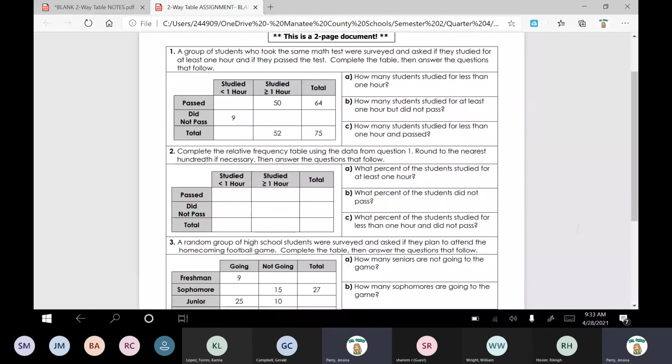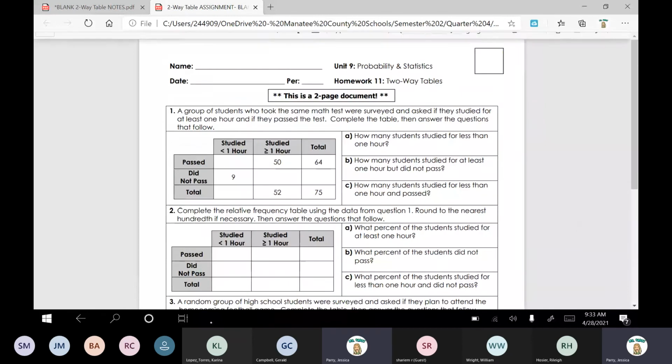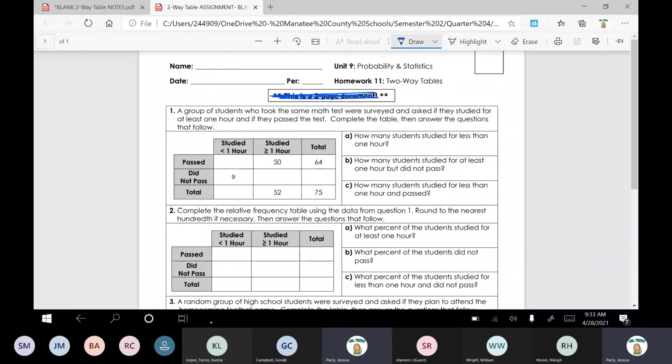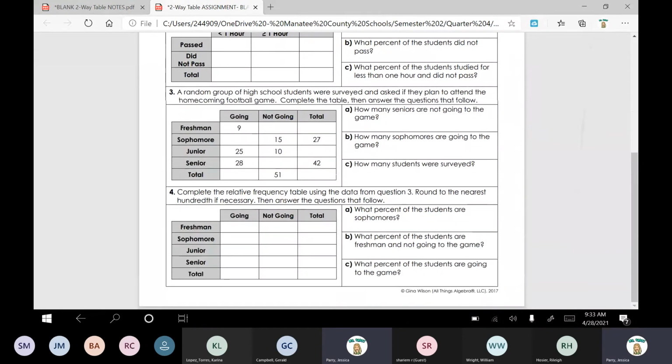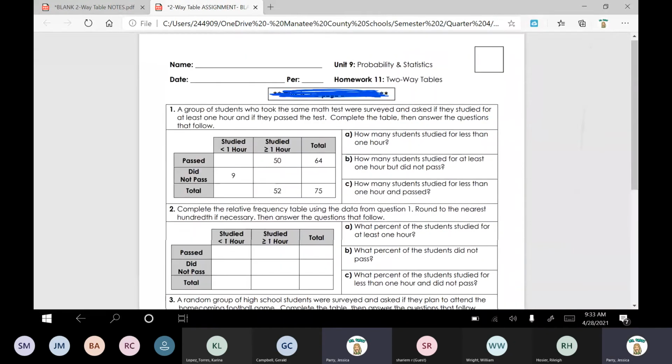There's just this one page, and I know it says it's a 2-page document, so just ignore that. I know it's a little confusing. It's only 1 page. There's 4 questions. Yeah, 1, 2, 3, 4. Okay, so let me kind of help you guys out with this since you're asking, go over one of the questions from the assignment. So this is your assignment. You're going to be doing all 4 questions. They're all very similar questions to each other. It's just different numbers, different topics.